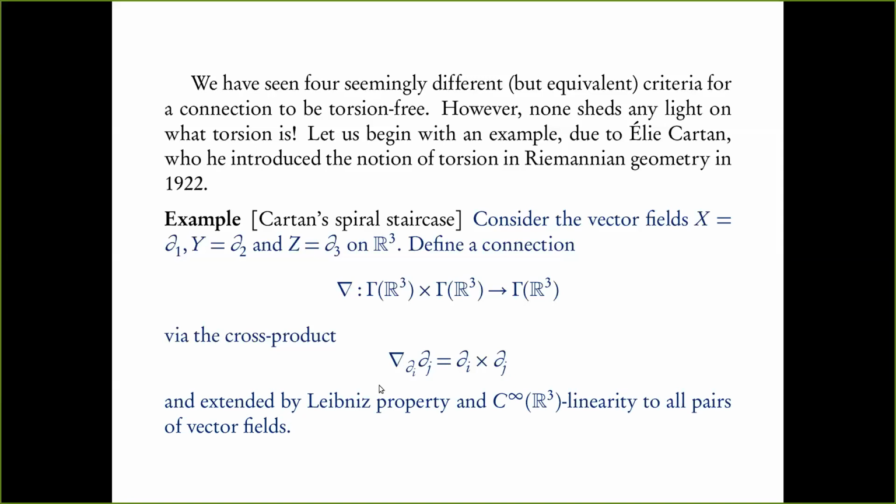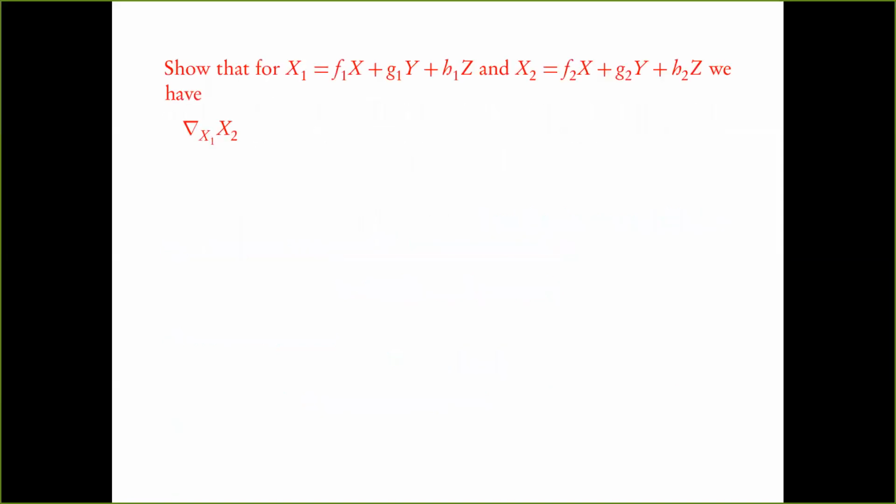Okay. So it's clear that the covariant derivative of del i along del i is 0, because del i cross del i is 0. The cross product of v with itself is 0. So del i's being covariantly differentiated along del i's will give you 0. But what about the other things?